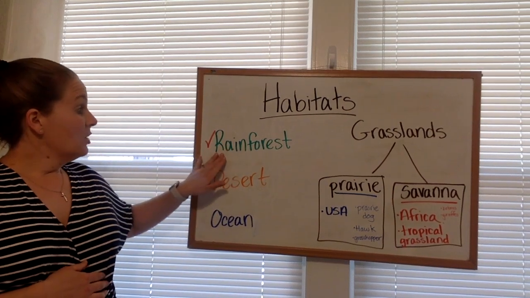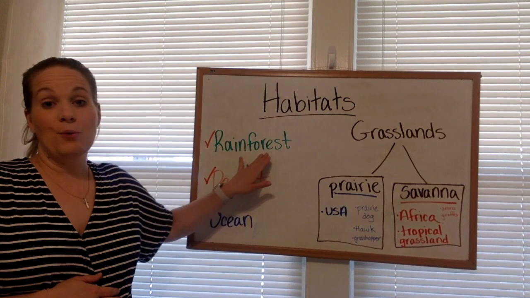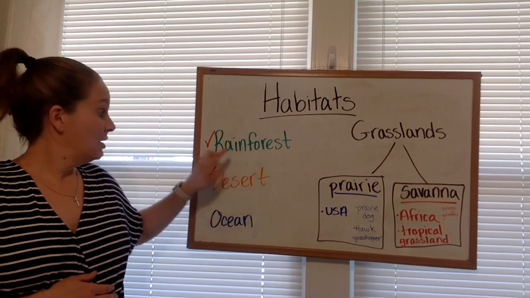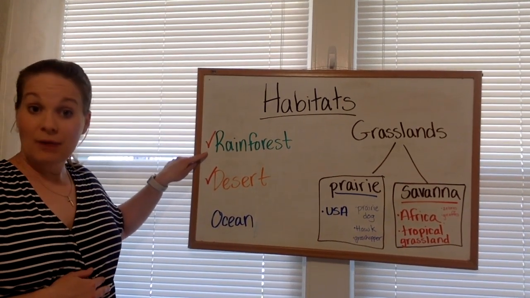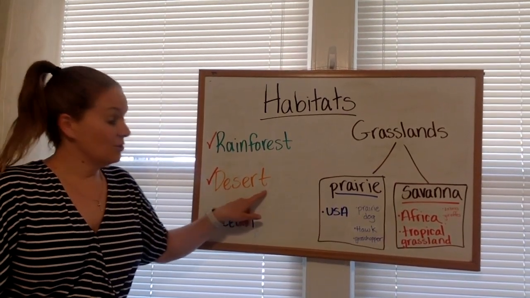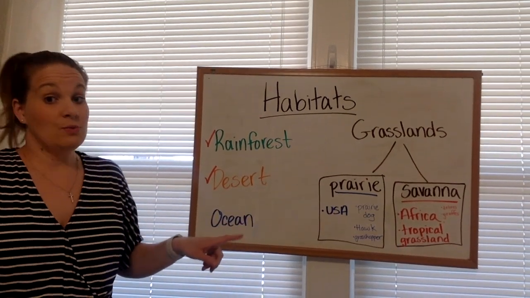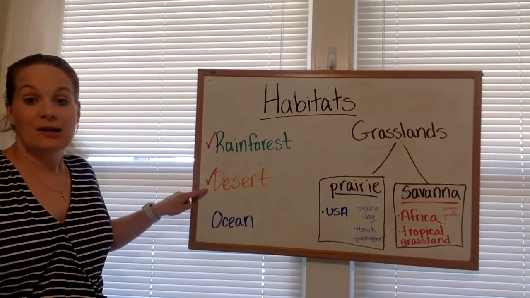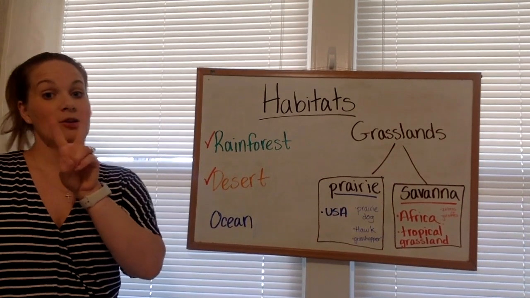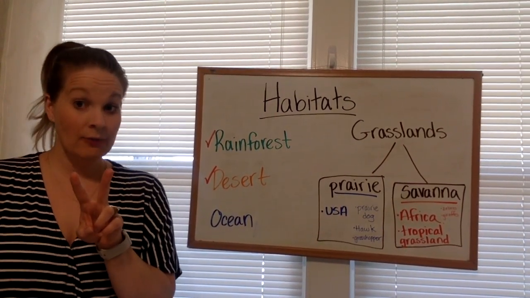On my list here, I have rainforests, and we already learned about the rainforest habitat. So I put a red check mark next to it. Then we have desert habitats, and we learned about those last week, and I put a check mark next to it. So now we have 2 more biomes or habitats to learn about.